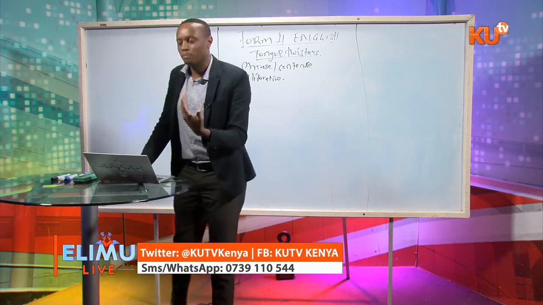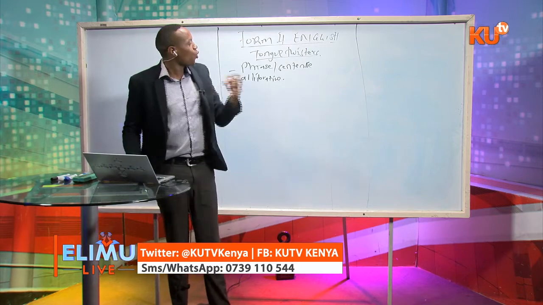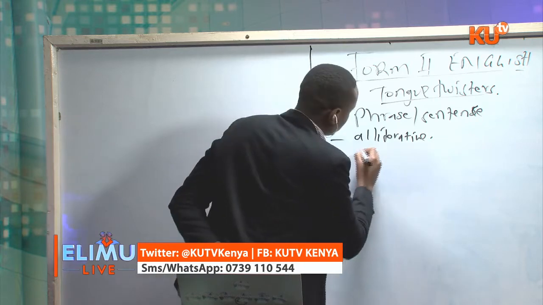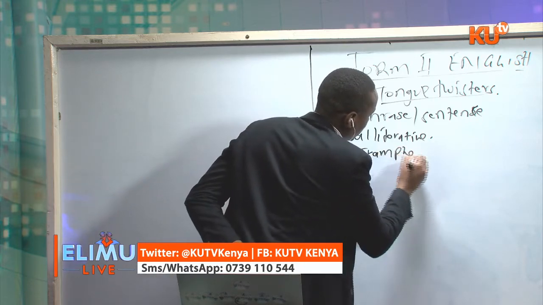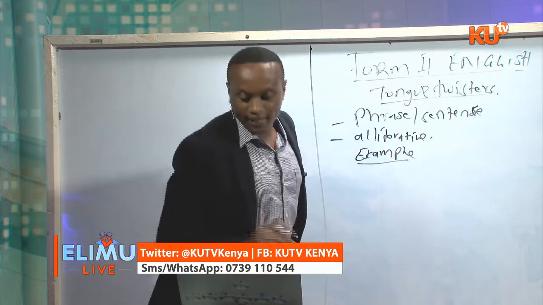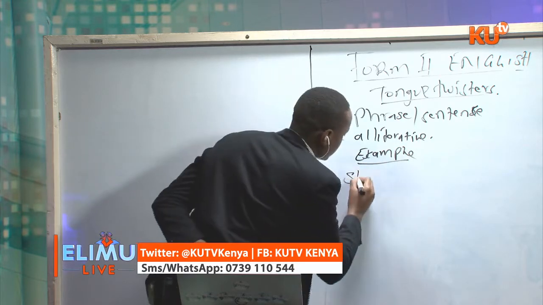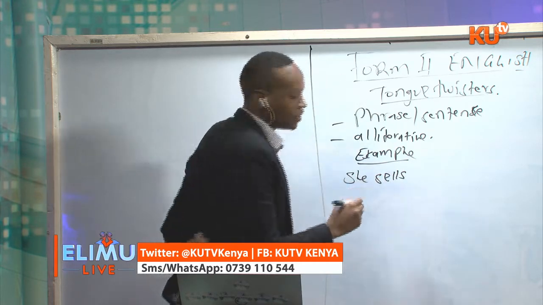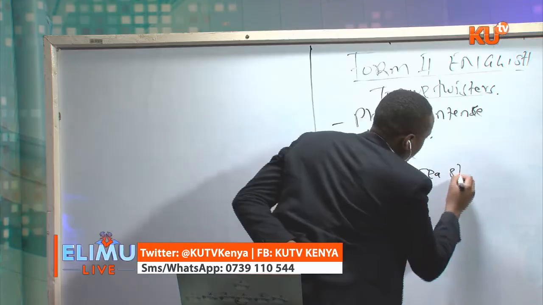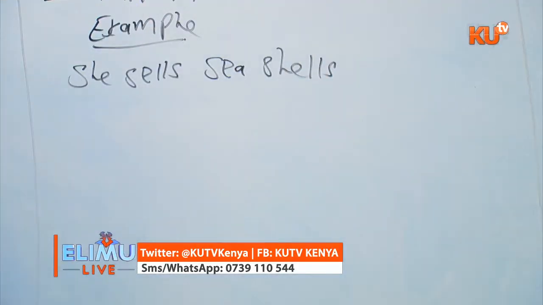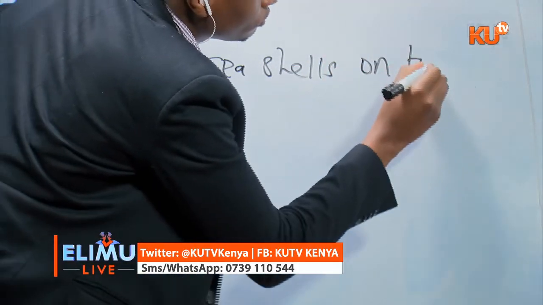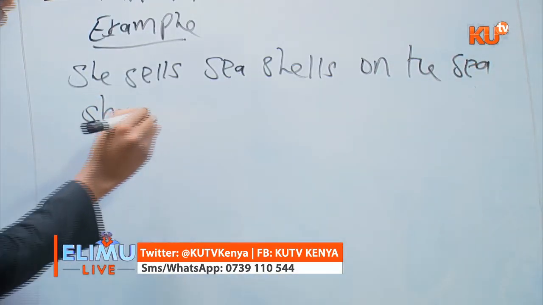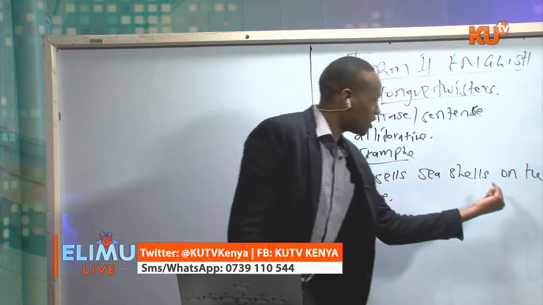Maybe I can give you an example so that you can get to know what you are saying when you talk about a tongue twister. Here I have an English tongue twister. And also at home you can try to say this one. She sells seashells on the seashore. So she sells seashells on the sea.